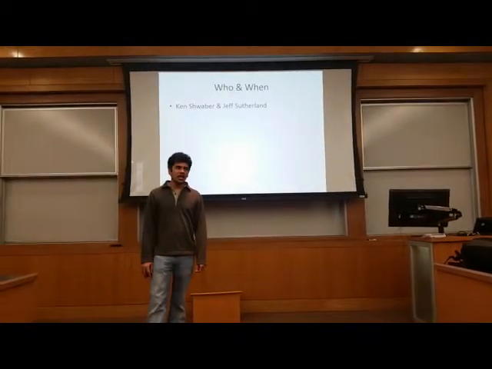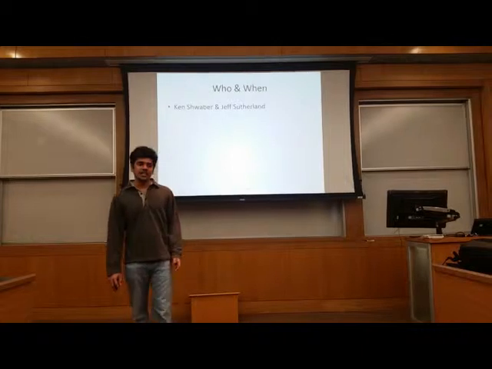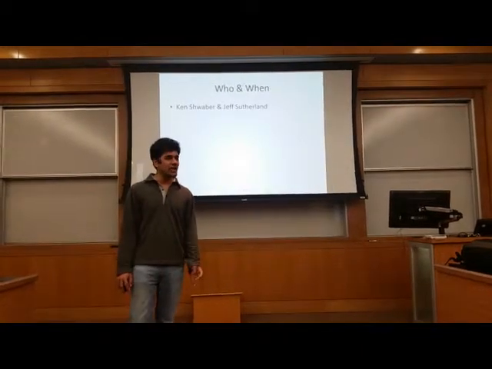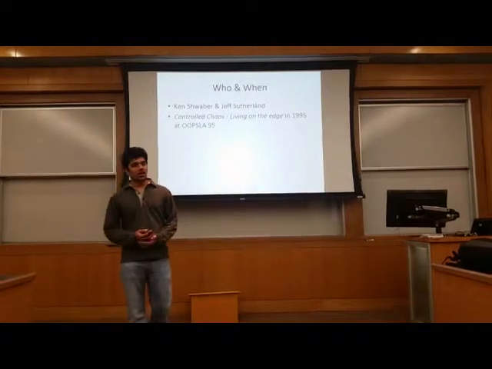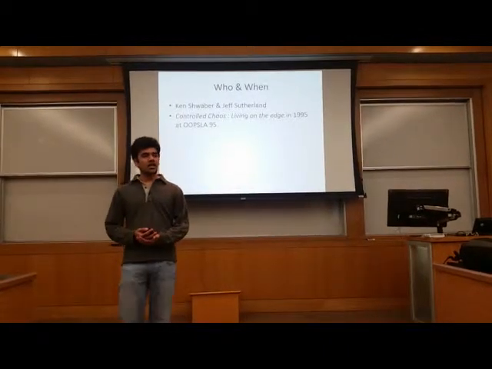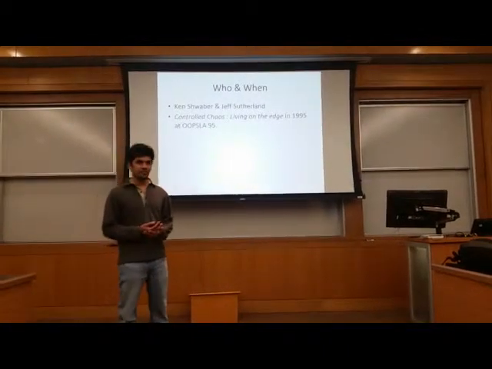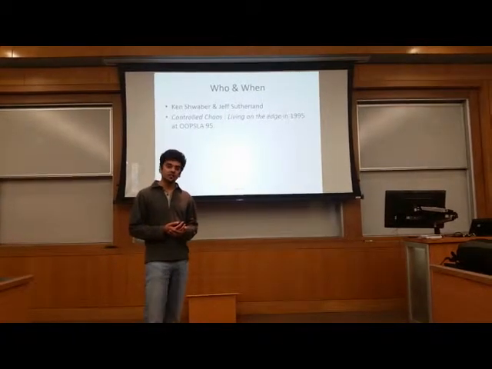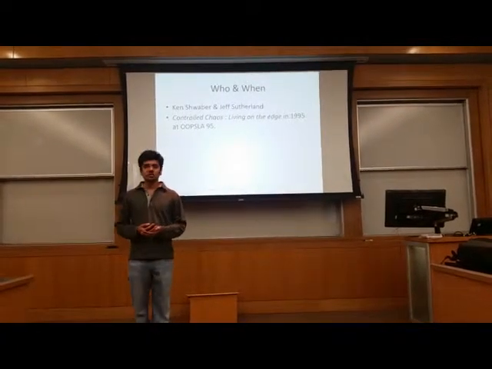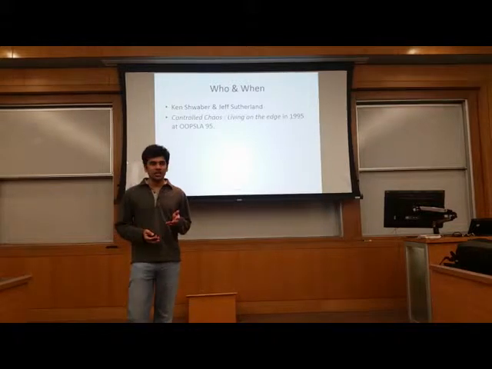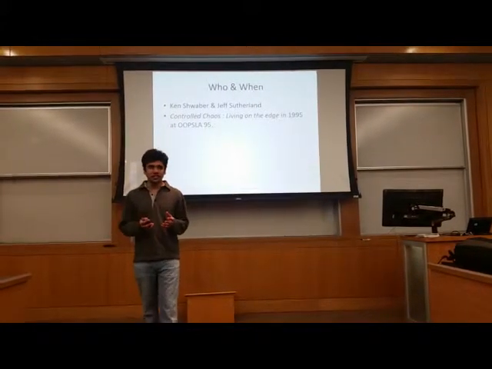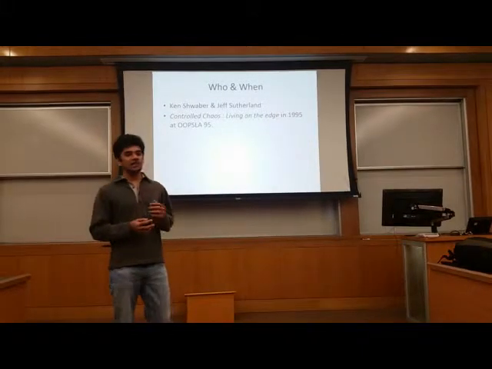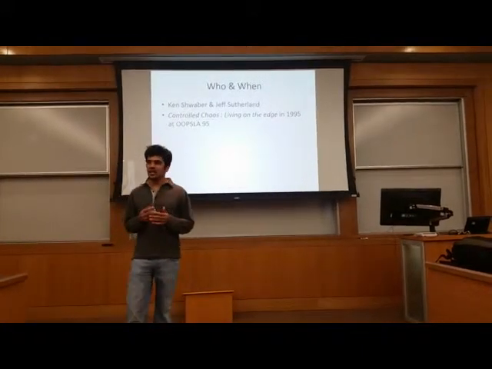So who and when? In 1995, two persons named Ken Schwaber and Jeff Sutherland both presented a paper on the topic "Controlled Chaos and Living on the Edge" in Uppsala, 1995. So what is Uppsala? Uppsala is basically an object-oriented programming languages and systems and architecture conference, and it is held every year in the US.